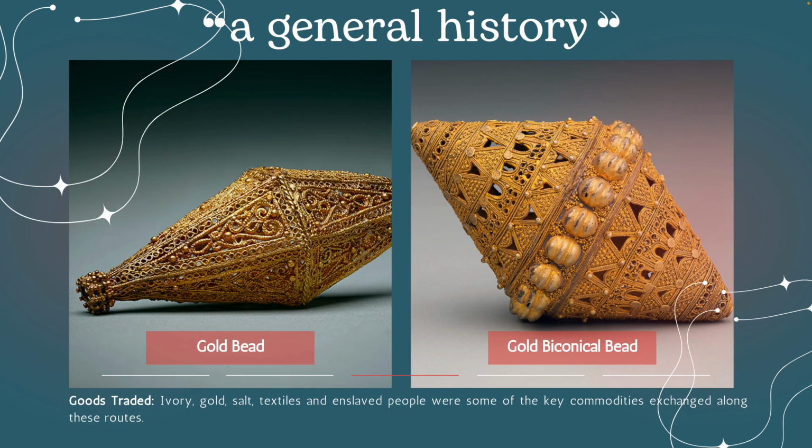Now here we see two different types of gold. So we see a gold bead and we see a gold biconical bead, okay? So all these items I'm showing you are items that would have been sold and bought during the Trans-Saharan trade, okay? So these are all very good items. Trade, so, giving people stuff. Exactly, so buying and selling. So for the biconical bead, which is this one, it is likely that this bead form travelled across the Sahara to West Africa in the medieval period.